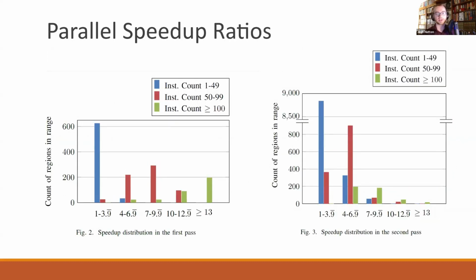These graphs show how much faster it was to schedule each region on the GPU compared to the CPU in Pass 1 on the left and Pass 2 on the right. The blue represents the smallest regions, 1 to 49, which had minimal speedup. However, the medium and larger regions had more significant speedup, with the highest speedup ratio being 27 times in a region in Pass 2.